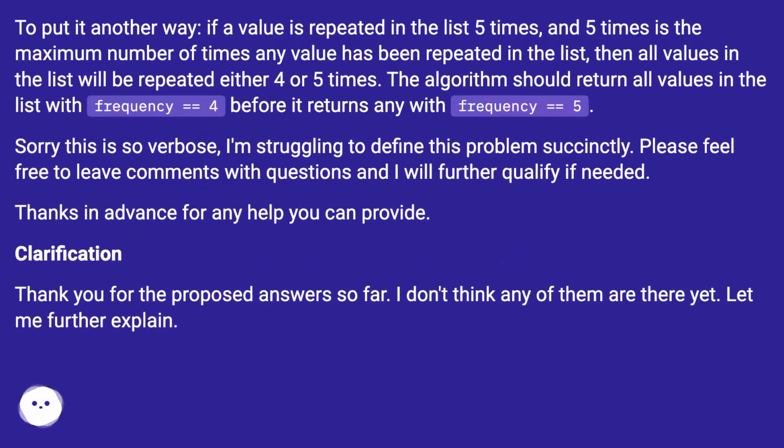To put it another way, if a value is repeated in the list 5 times, and 5 times is the maximum number of times any value has been repeated in the list, then all values in the list will be repeated either 4 or 5 times. The algorithm should return all values in the list with frequency equals 4 before it returns any with frequency equals 5. Sorry this is so verbose, I'm struggling to define this problem succinctly.